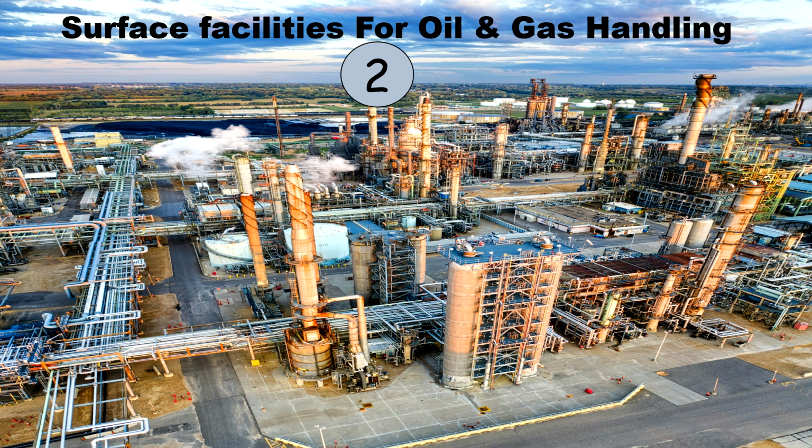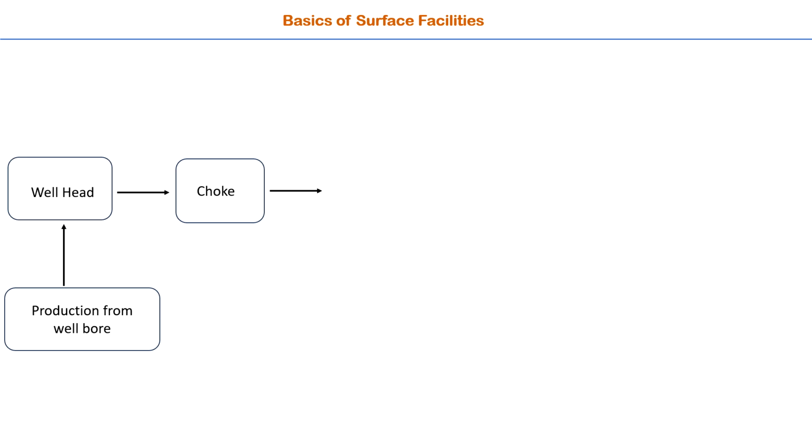I will start the lecture on the basic part of surface production. This lecture contains an introduction to surface production operations. So when we are talking about surface facilities, that means we have one choke, right? This is the choke. From the choke it will go to separators, okay?